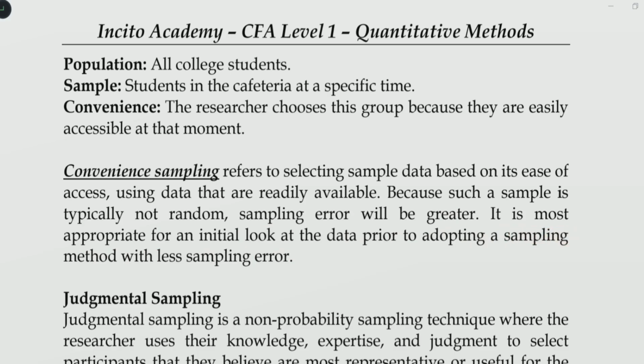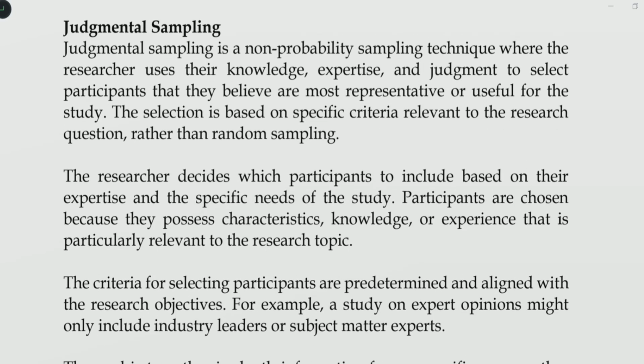Let us move on to the next aspect, that is judgmental sampling. Judgmental sampling is a non-probability sampling technique where the researcher uses their knowledge, expertise and judgment to select participants that they believe are most representative or useful for the study. The selection is based on specific criteria relevant to the research question rather than random sampling.